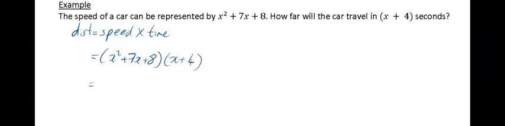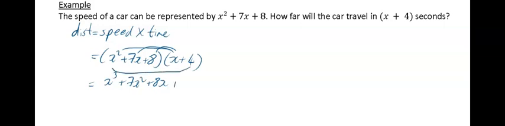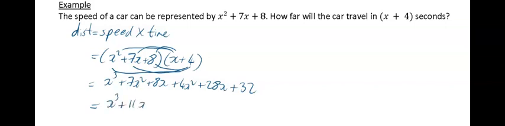So x multiplies the x squared to give you x cubed. x multiplies the 7x to give you 7x squared. x multiplies the 8 to give you 8x. And then the 4 multiplies the x squared, so that's 4x squared. The 4 multiplies the 7x to give you 28x, and the 4 multiplies the 8 to give you plus 32. And again, your last thing to do is just to tidy up. So it's going to be x cubed plus 11x squared plus 36x plus 32, and that's you.